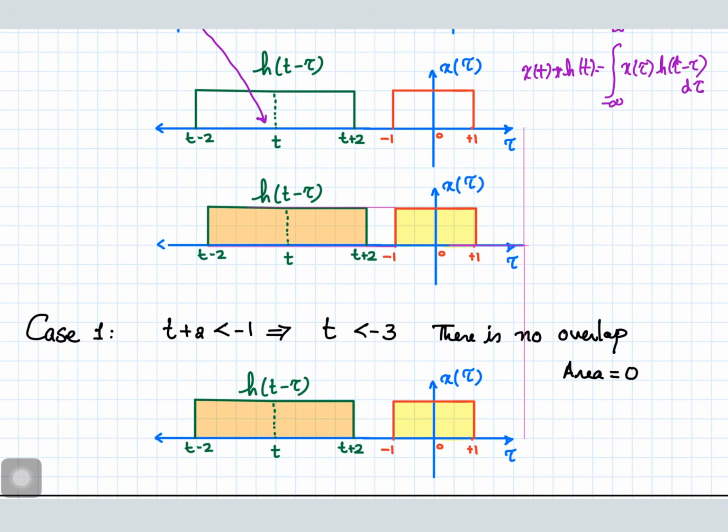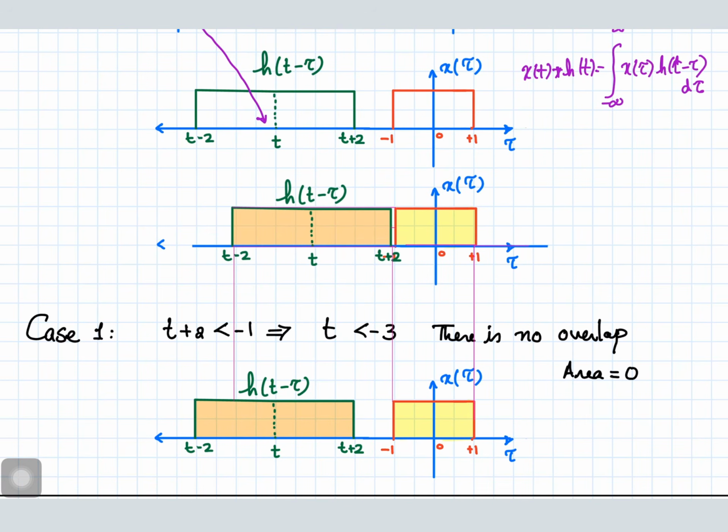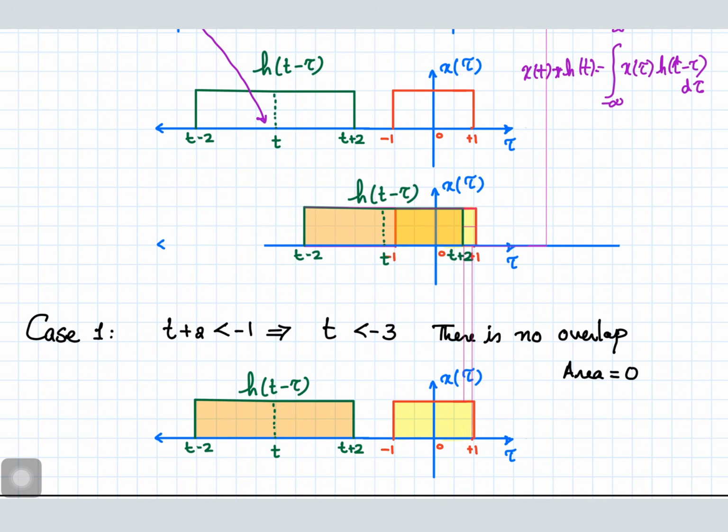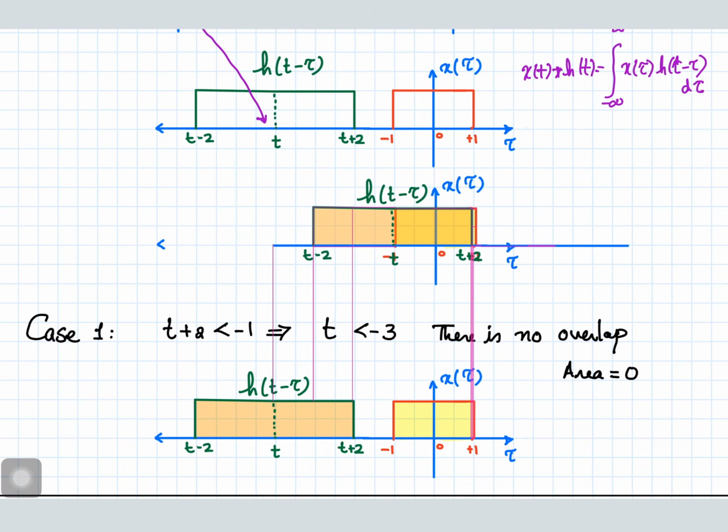First of all, we will consider that t plus 2 is less than -1, so area overlap is 0, and then t plus 2 becomes equal to -1. So when it will move onward, area overlap will start. So our second case integration limits will be from -1 to t plus 2. As the time will be increasing, the area will be increasing. So from -1 to t plus 2 we'll be integrating, and we will be getting the area under the product of x of tau and h of t minus tau.